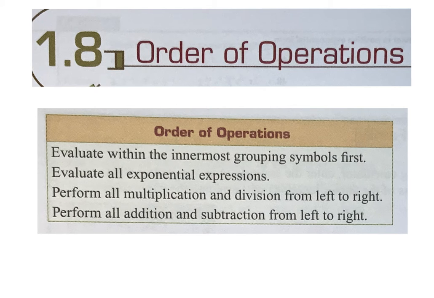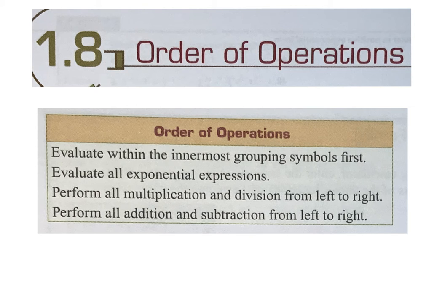And then you do all of your addition and subtraction from left to right. Again, you don't do all your addition and then all your subtraction. You will get the wrong answer because it's going to mess you up that way. So always do addition and subtraction from left to right. All right, and that is your order of operations.